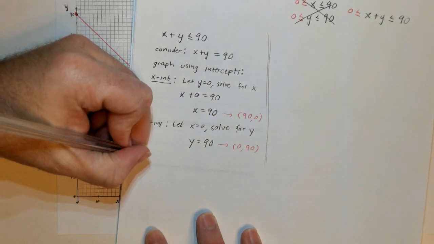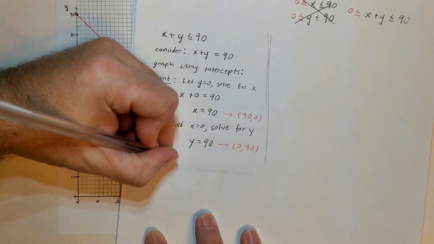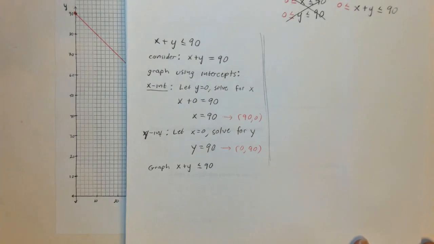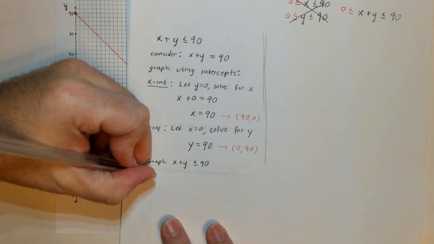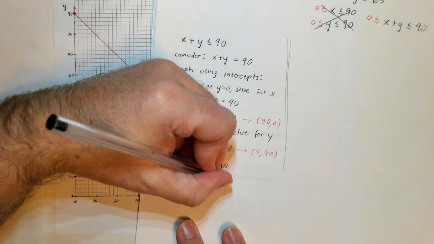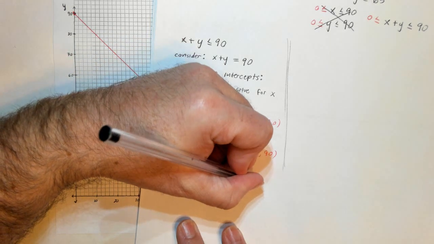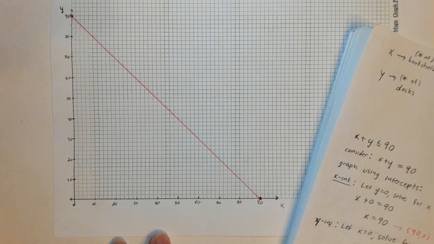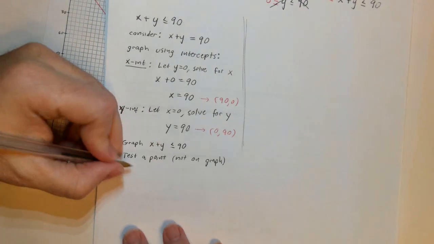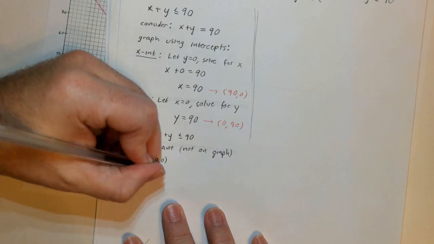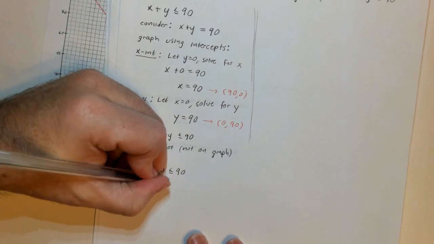All right. So graph x plus y is less than or equal to 90. We've got to graph the inequality. Remember what we did? We tested a point. So you test a point not on the graph. What I mean by that is test a point not on this line. Well, the easiest, friendliest number to test is (0, 0). So we're going to test (0, 0). So 0 plus 0 is less than or equal to 90. Is this true? Yes, it is.